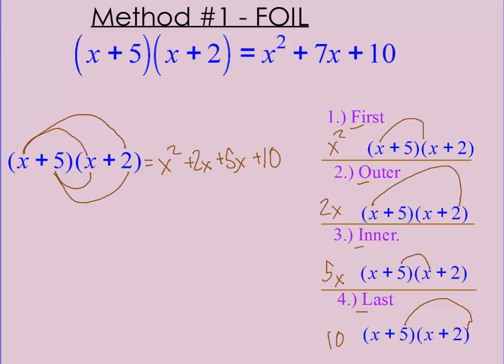So now that I got x squared plus 2x plus 5x plus 10, what's a like term? 2x and 5x combine to 7x. So I'm left with x squared plus 7x plus 10, and that matches up.